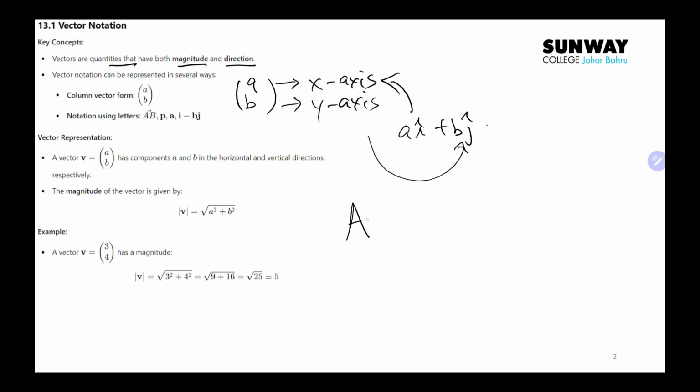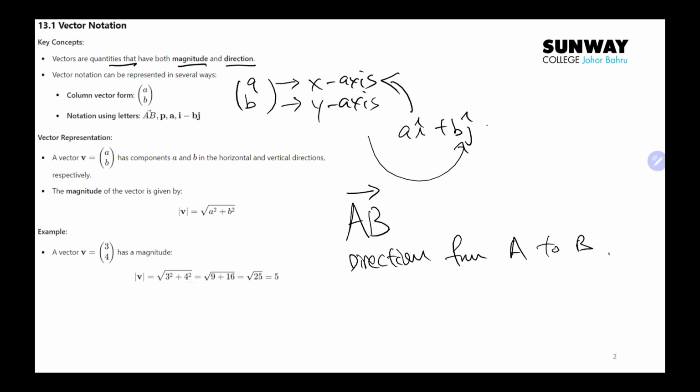And when we write AB with an arrow above it, it means the direction from A to B.